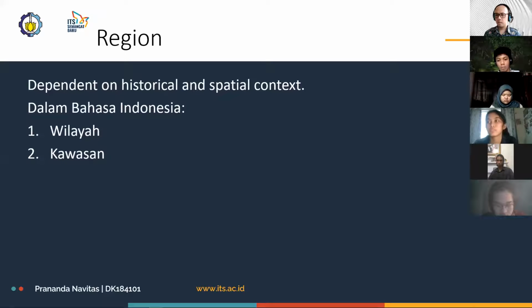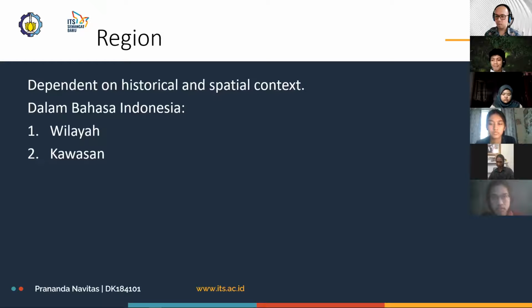So there are different understandings of what a region might be. A region can be as large as a continent or as small as a city and its immediate surroundings. In our language, the word region can be translated into wilayah. That's why we have regional planning, perencanaan wilayah. And then we also have region as kawasan, although kawasan can also be loosely translated into area. So if you say urban area, kawasan perkotaan. But sometimes when you use the word kawasan, it can also mean region.